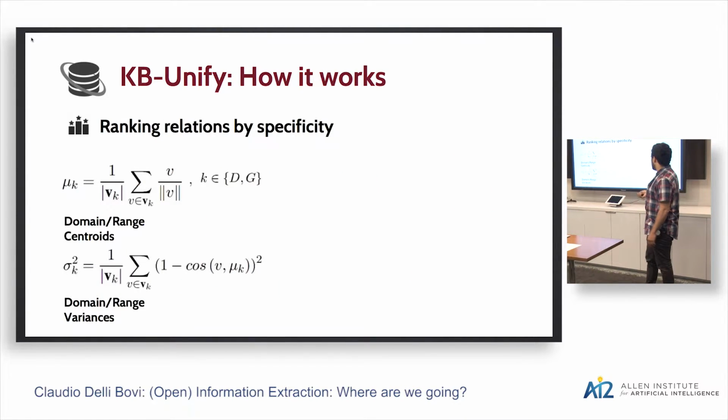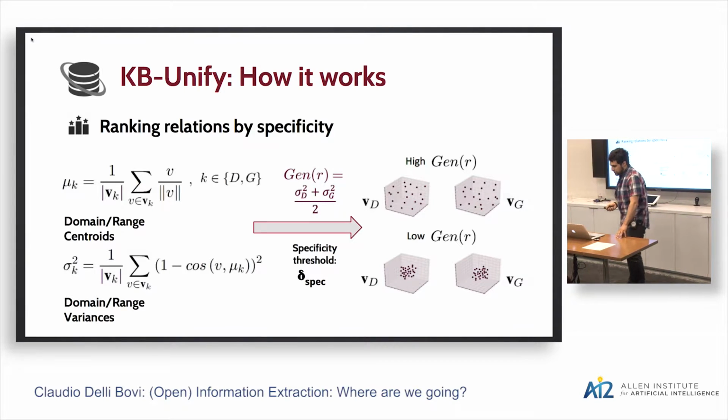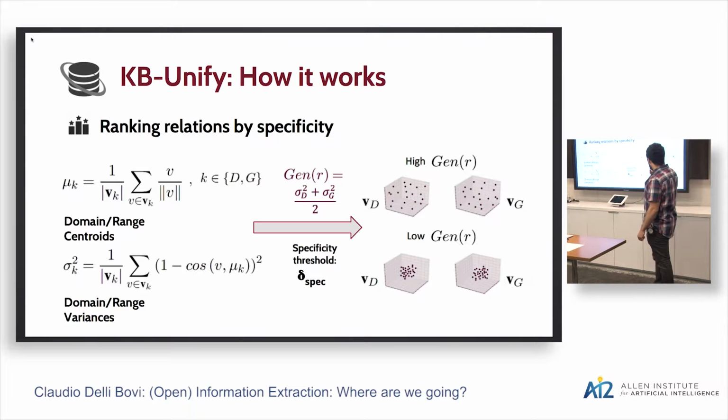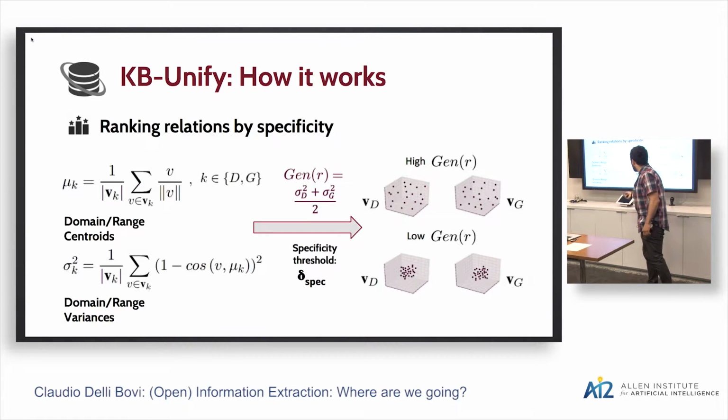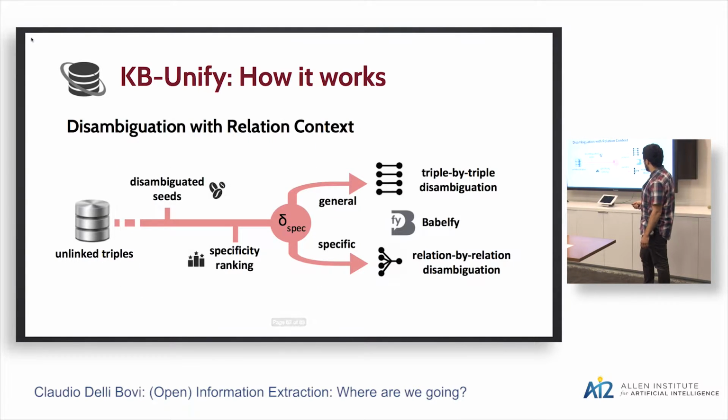Basically, what you try to do then is compute the centroid of the domain and the range, and look at the variance of the seeds in the vector space. If the seeds are spread out in the vector space, then you conclude that this relation is general. Otherwise, you conclude the relation is specific. And this is basically how it goes for disambiguation.